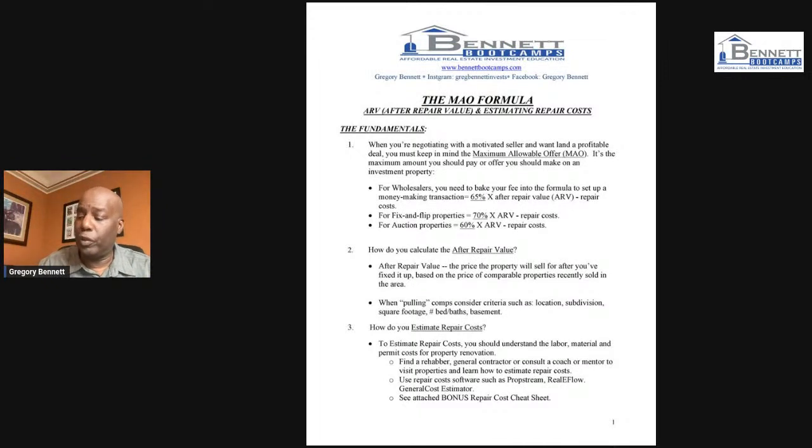And how much for the roof? This house needed a new roof. If they charge you $10,000 for a roof of a house that's 1,800 square feet, this cheat sheet right here will tell you that that's too much. And so we want to go by all of these things to determine what the real repair cost is.